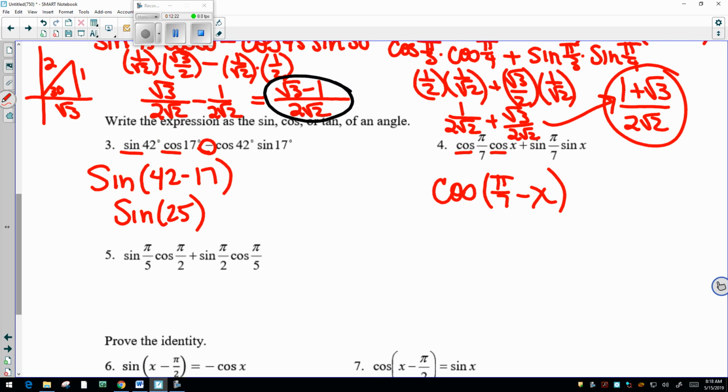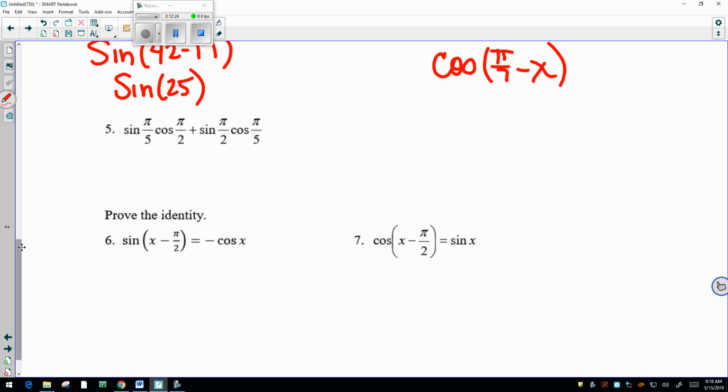And for number 5, so again, checking out what we have, I have a sine and a cosine, so that automatically makes me think we're going to do sine. I know when I'm doing sine, the operation stays, so I'm adding within the formula, so I'm going to be taking my 2 angles and still adding them.